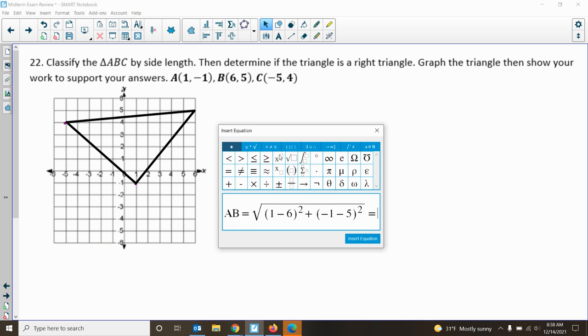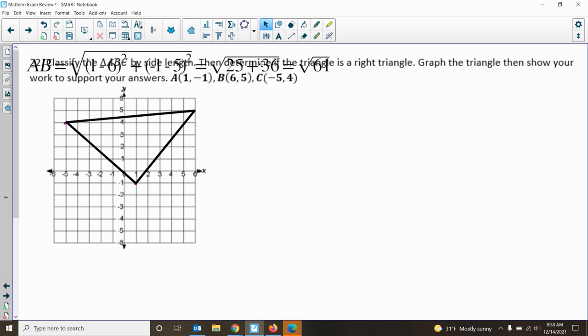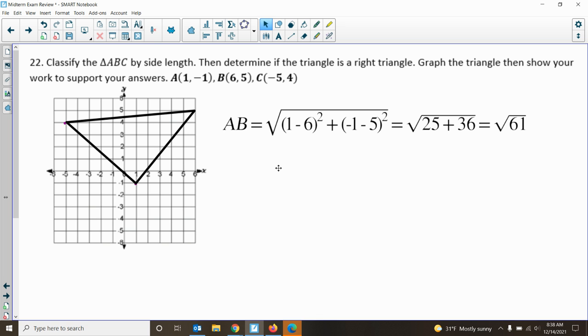And let's see what we get here. 1 minus 6 is negative 5, squared is 25. And negative 1 minus 5 is negative 6, squared is 36. Radical 25 plus 36 is radical 61. And that cannot be reduced. 61 is prime. So there we go. AB is radical 61.